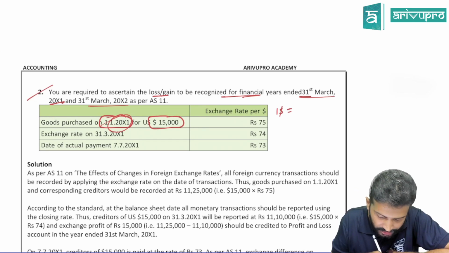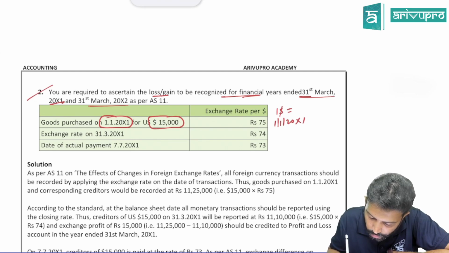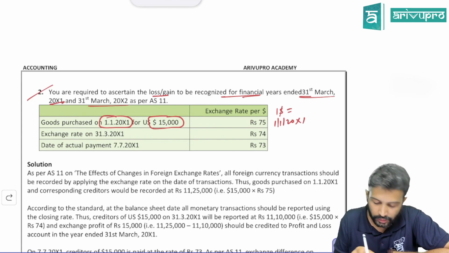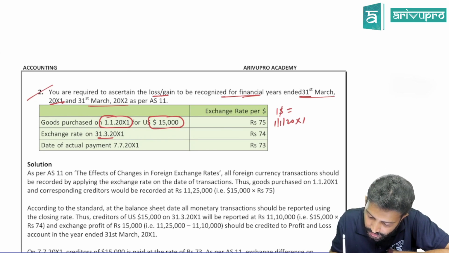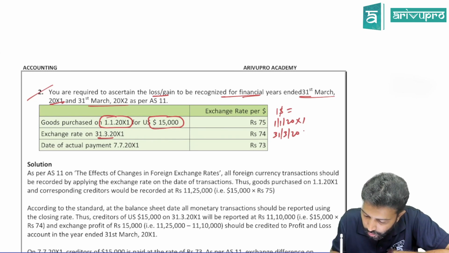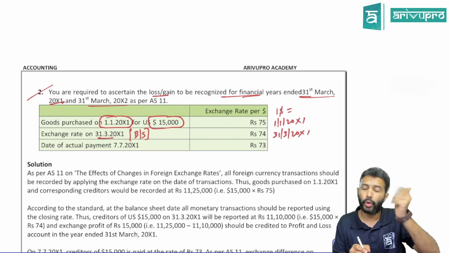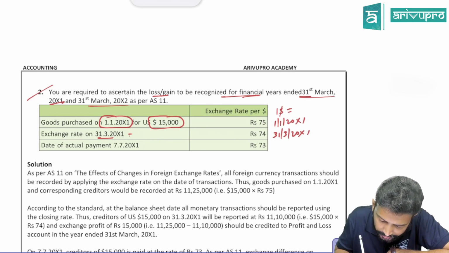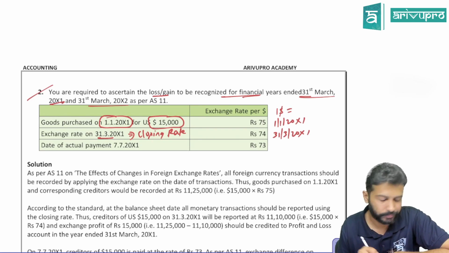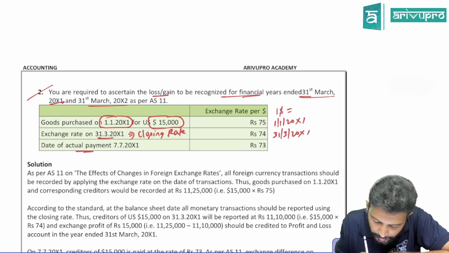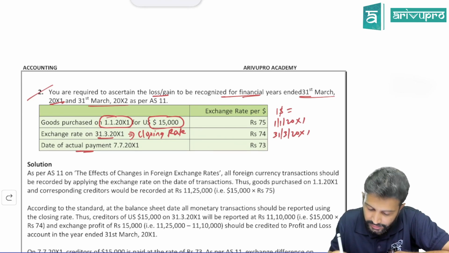They're saying on 1st January, what was the exchange rate? On 1st January 20x1, it is 75. And on 31st March 20x1, the exchange rate is 74. This 31st March is the day on which you are closing the books. Or can I say this is the closing rate? This is the closing rate they have given. The actual date of payment is 7th July. On 7th July, the exchange rate is 73.